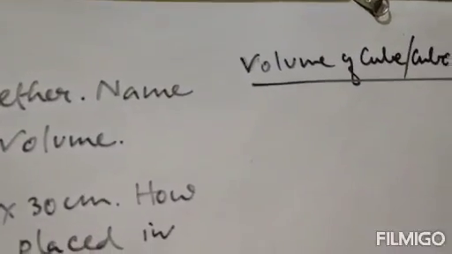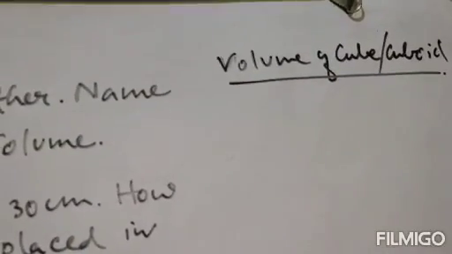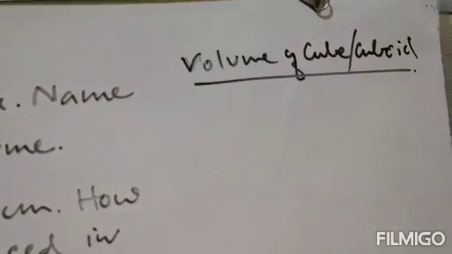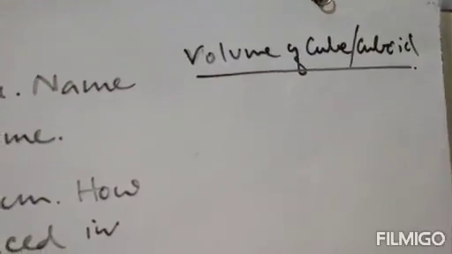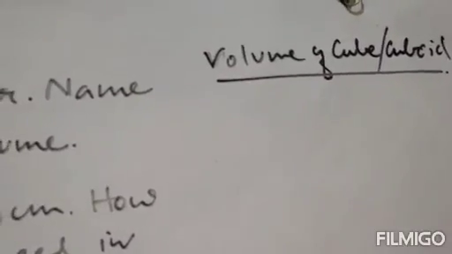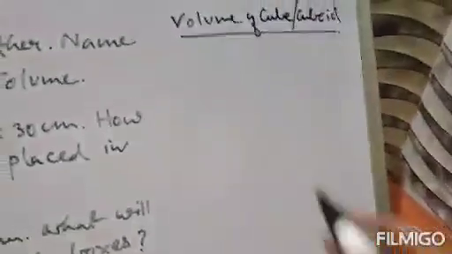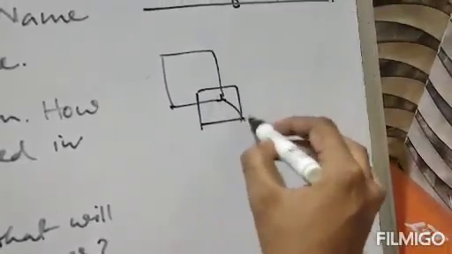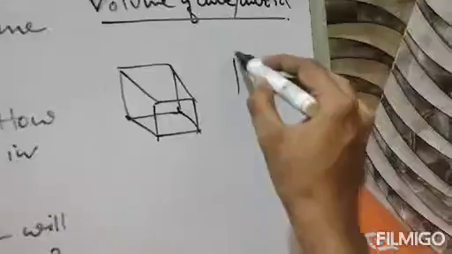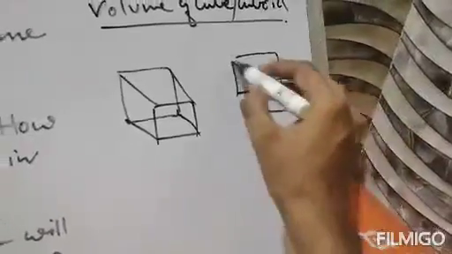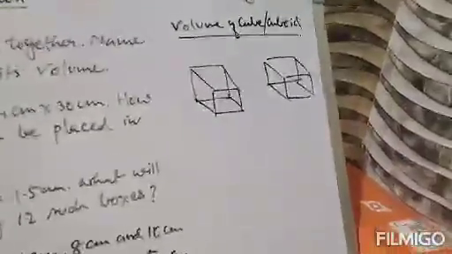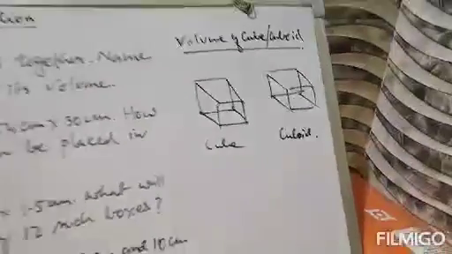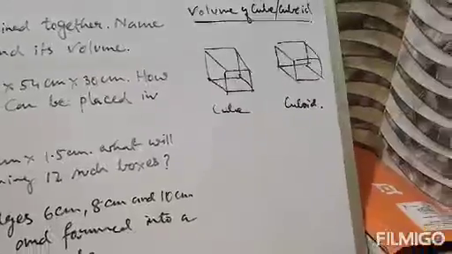If you see the diagram wise, both of them look similar. But the basic concept is that length, breadth and height are same in case of cube, and in case of cuboid, length, breadth and height are different. So this is the shape of cube, and also this is the shape of cuboid. There are two differences between cube and cuboid. This one is cube, this one is suppose cuboid. According to the figure, both look same, but there are two differences.